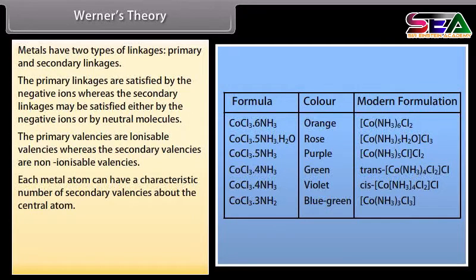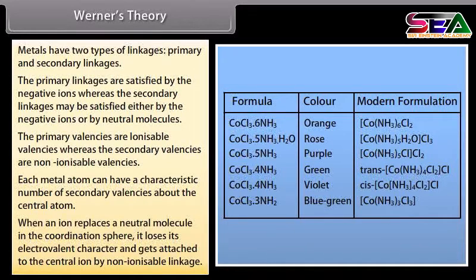Each metal atom can have a characteristic number of secondary valencies about the central atom. These valencies are projected in the space about the central atom in such a manner that these assign a definite geometry to the coordination compound. Not only the neutral molecules are coordinated to the central atom, but ions may also be coordinated in the same fashion. When an ion replaces a neutral molecule in the coordination sphere, it loses its electrovalent character and gets attached to the central ion by non-ionizable linkage.